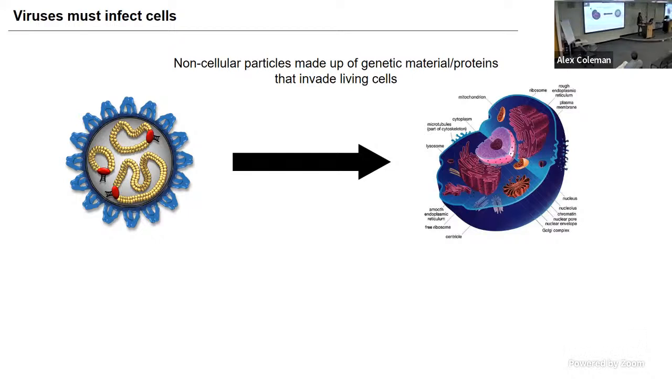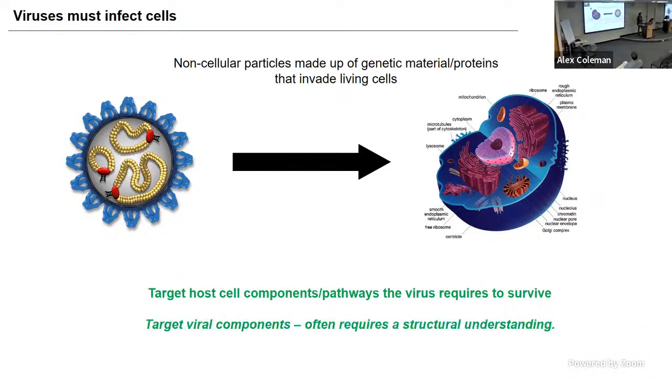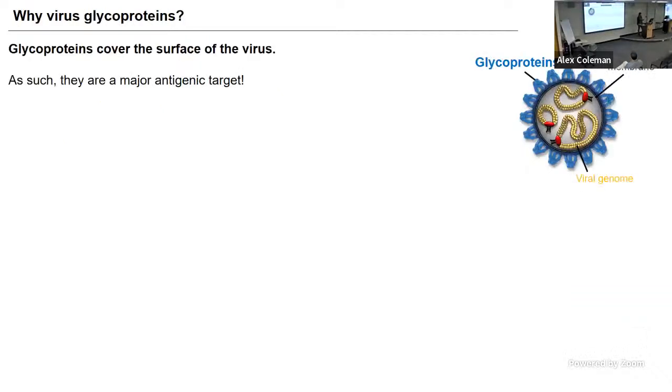Because they require host cells, there are two main strategies for antiviral treatments. One is targeting host cell components that the virus requires to survive, and another is to target the viral components. This can often require a structural understanding of the different viral proteins and how they're made up.